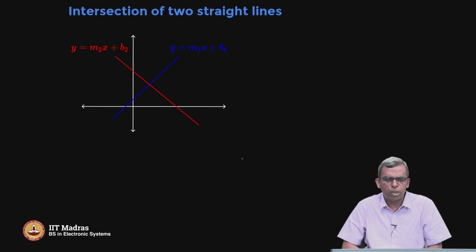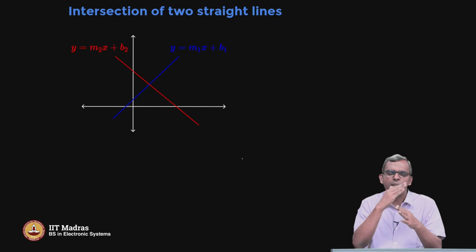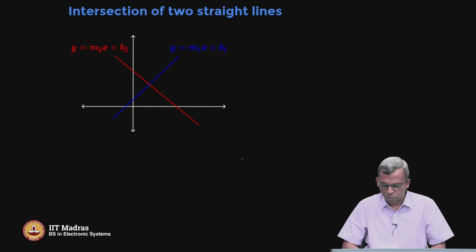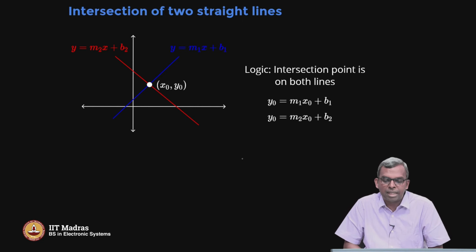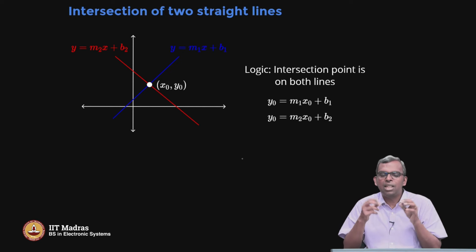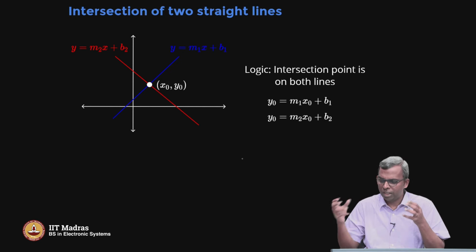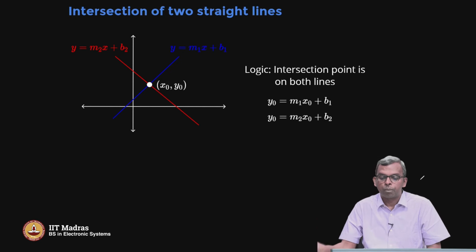So here I've shown the equations of two straight lines which seem to be intersecting at some point. The question is, can I derive an analytical expression for what that point of intersection should be? Let's say the point of intersection is (x0, y0). The key logical point here, which is sort of easy to see, is that the point of intersection lies on both the lines, on both y equals m1x plus b1 and y equals m2x plus b2.